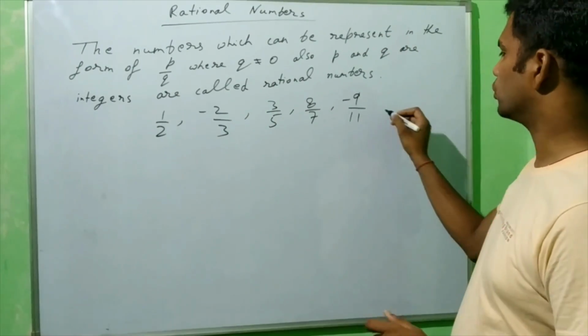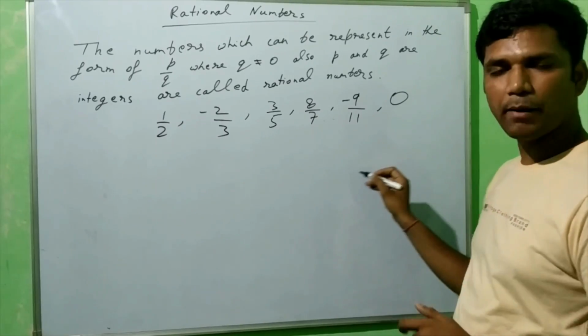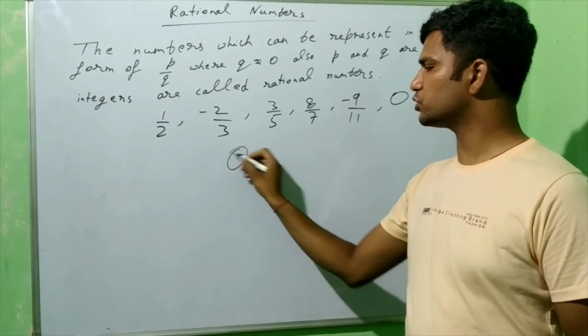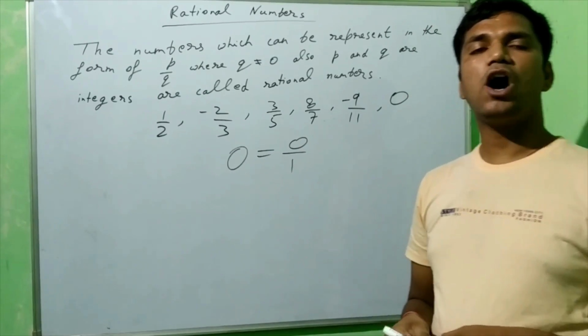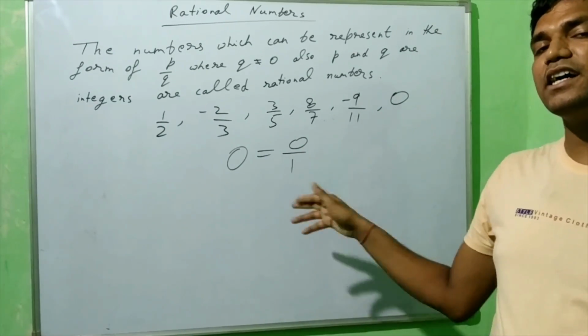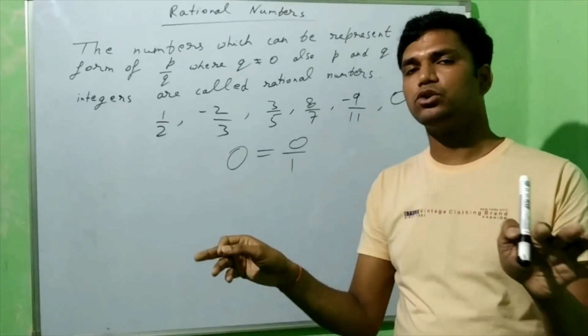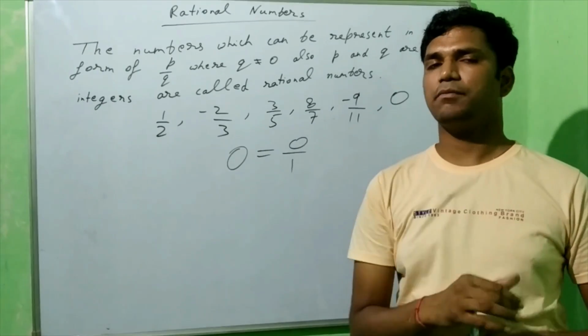And also 0. 0 is a rational number because 0 is equal to 0 upon 1, which is of the form P upon Q. Here Q is not equal to 0, so it is a rational number.